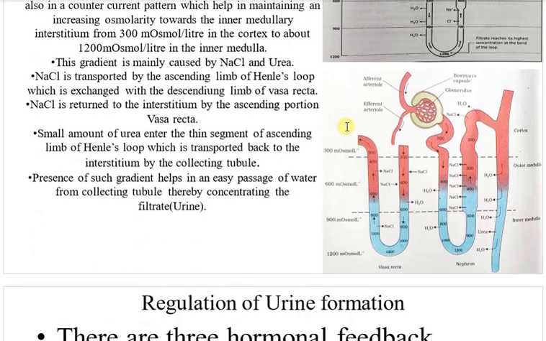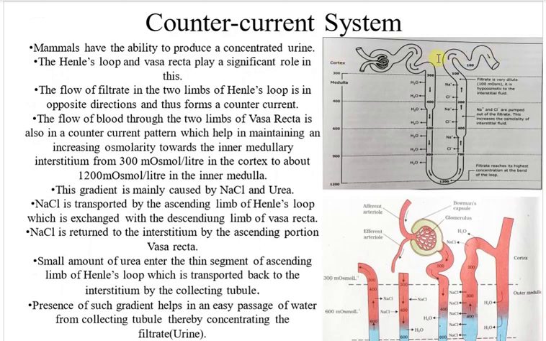So what is that? Here you can see this is the early portion of the PCT and these are the DCTs. The whole of the loop of Henle remains in the medulla and this portion remains in the cortex. So what happened? You can see here, let me mark it for you.